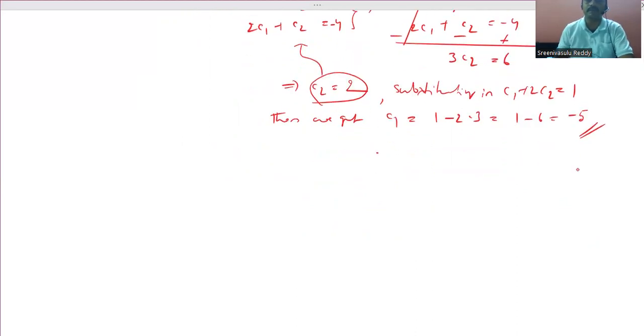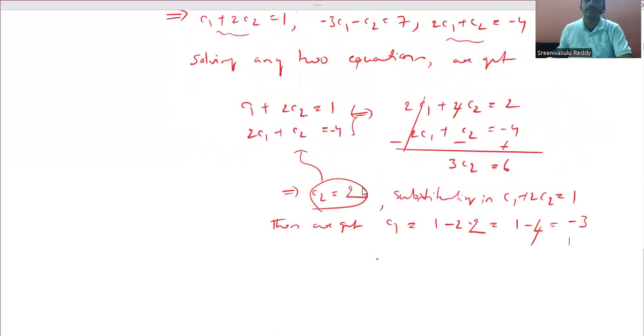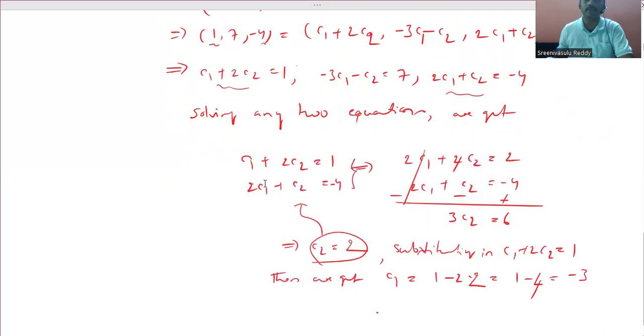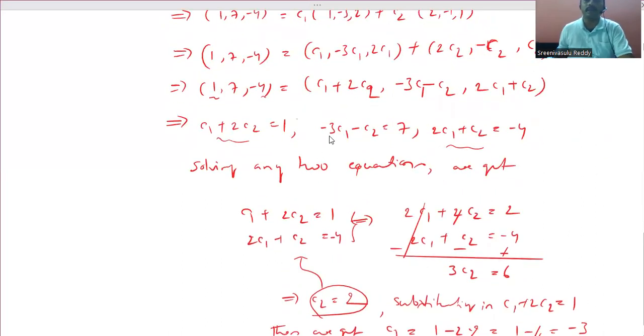Substituting here, C2 equal to 2, now we get this value is minus 4, now this value is minus 3. Substituting C1 equal to minus 3, C2 equal to 2 in any two or three equations: minus 3 plus 9, minus 2 plus 3 plus 9 minus 3 is 7. 7, right. Our answer is right. Now it's okay.